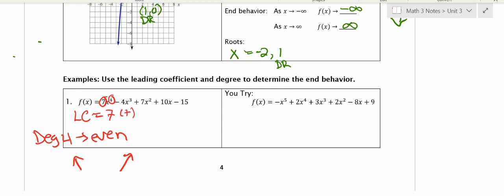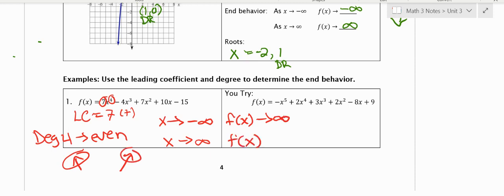So if I want to determine my end behavior, that always starts the same way. What happens when it goes to the left? What happens when it goes to the right? And when it goes to the left, I can see it's going up to positive infinity. And when it goes to the right, I can see it's also going up to positive infinity.